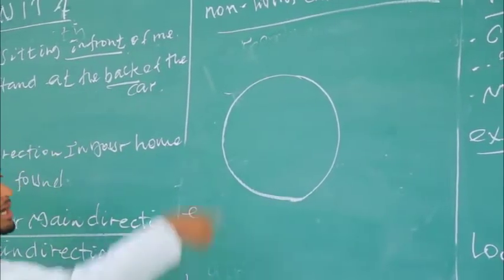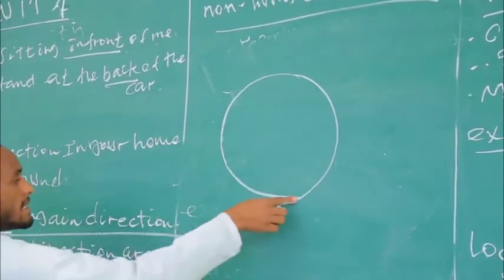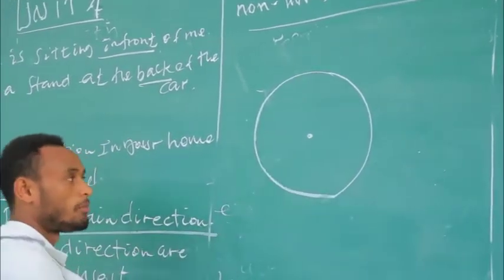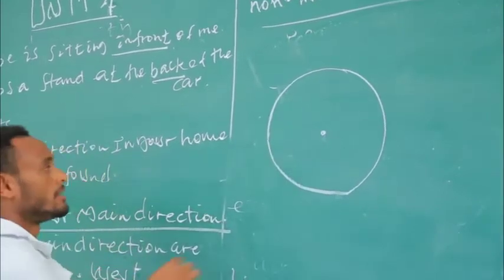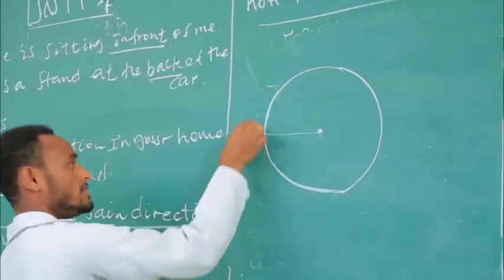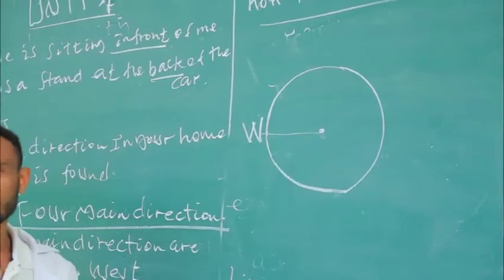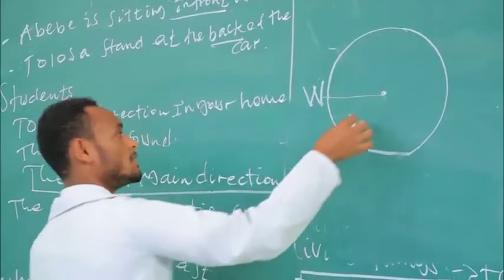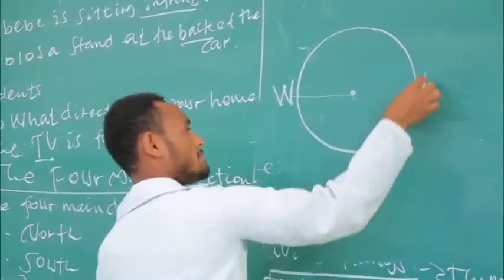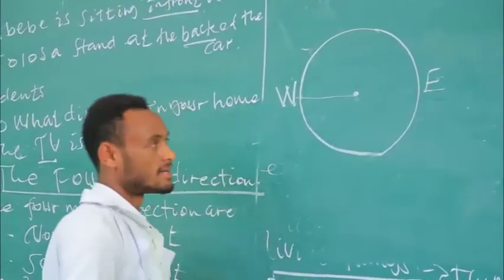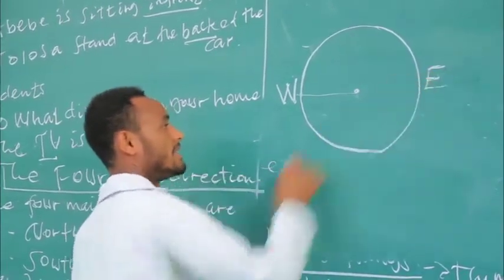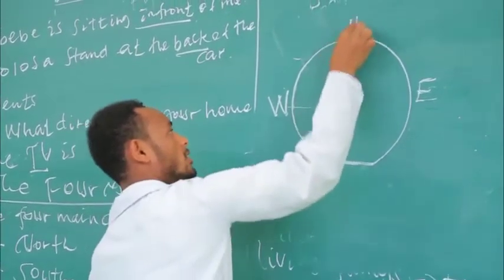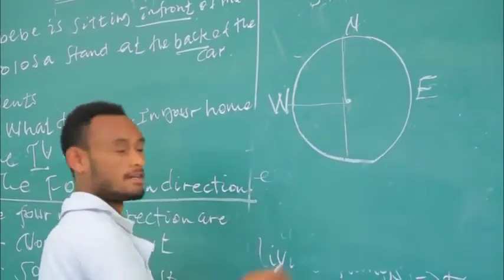Students, look at these circles. This is the circle. This is the central point. From the central point to this direction, it is called the west. That can be spelled by W. And to the right direction, it is spelled by E, that is east. And this is called north, and this is called south.